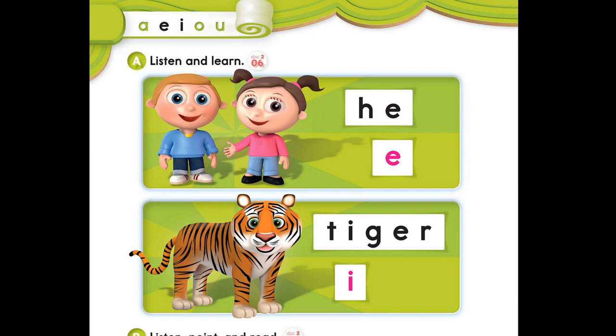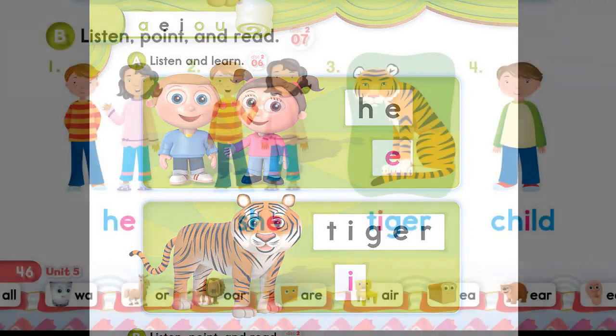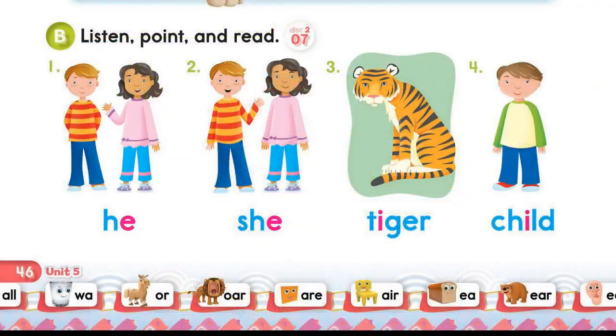This is a tiger. Do you remember the I sound? What is the middle sound in the word tiger? I. That's right. I. Tiger. Page 46. B. Listen, point, and read.